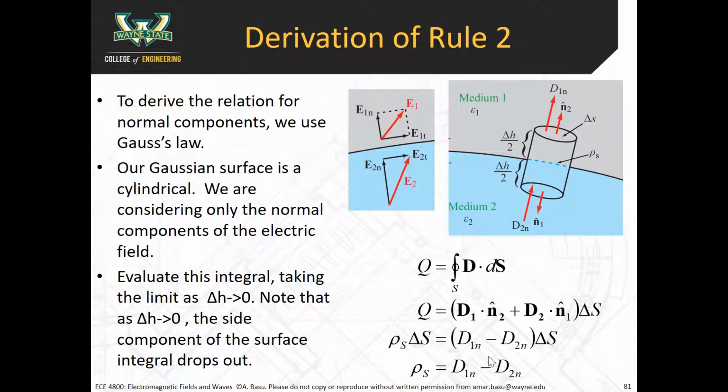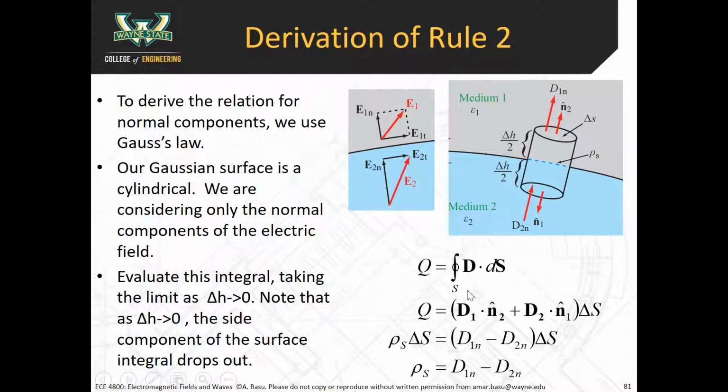Now that we've reminded ourselves of that, we can derive rule 2. This is Gauss's law. Q is equal to D dot ds. Remember Q over epsilon: if we move the epsilon to the other side, then the E becomes D. So this is basically Gauss's law. Q is equal to the integral of D dot ds.